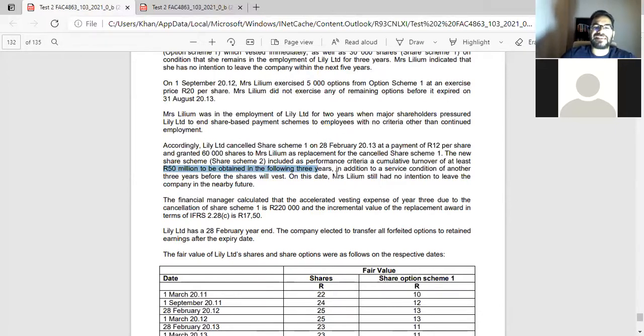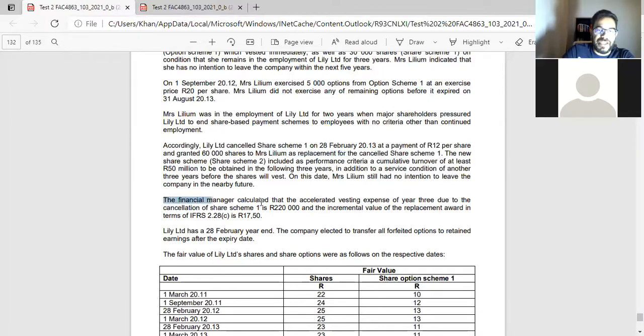So when the new scheme is a replacement of the old scheme, then the value we use for the share price is the net fair value. We will explain that now. If it is not a replacement, then you will use the grant date fair value. This only applies for a modification.